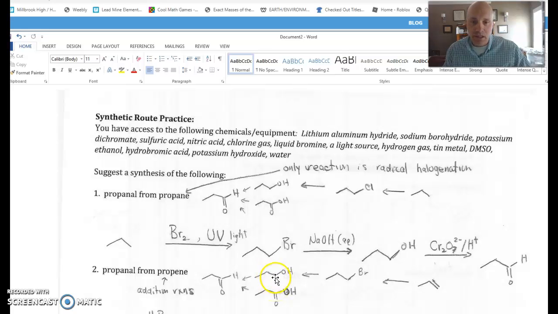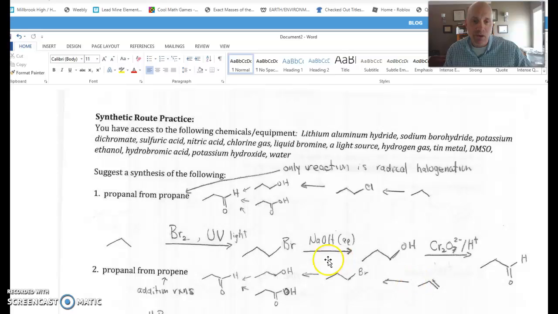And this alcohol right here, remember in the previous step we got there by doing a radical halogenation. We had this intermediate right here. Well, the thing is that exact same chemical could be accessed from this alkene.